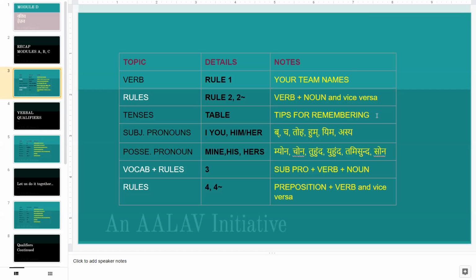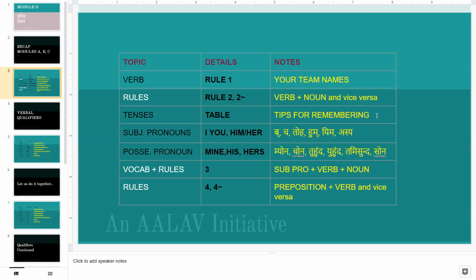That was the first module about verbs. Then we also talked about rules 2 and 2 complement. Rule number 1 was that a standalone verb itself has a lot of meaning, and rule number 2 and 2 complement were vice versa of each other. A verb and a noun has a meaning as well, and a noun and a verb has a meaning as well, right? So that was rule number 2 in the language.